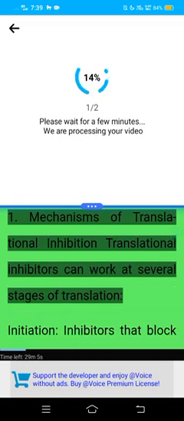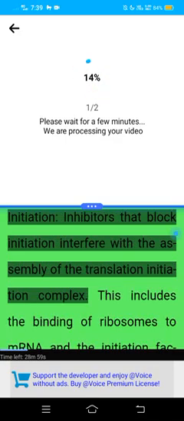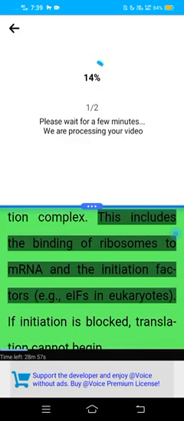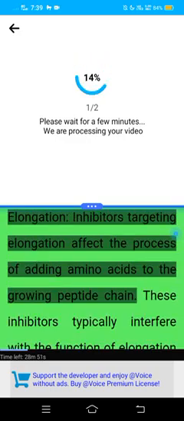1. Mechanisms of translational inhibition. Translational inhibitors can work at several stages of translation. Initiation. Inhibitors that block initiation interfere with the assembly of the translation initiation complex. This includes the binding of ribosomes to mRNA and the initiation factors, e.g., eIF4E in eukaryotes. If initiation is blocked, translation cannot begin.